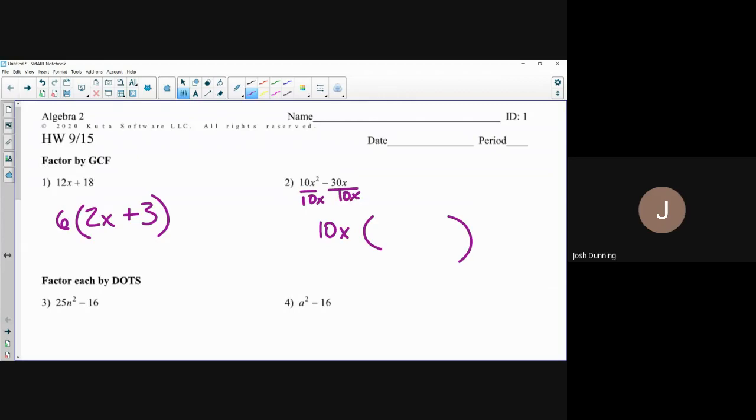10 divided by 10 is 1. Maybe I need it, maybe not. x squared divided by x leaves you with x. So I didn't need the 1. I can write 1x if I want. I don't have to. Just x is good. And then minus 30 divided by 10 is 3. Your x's are canceled.